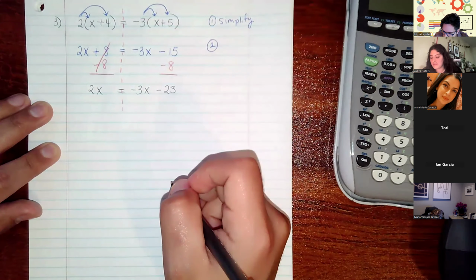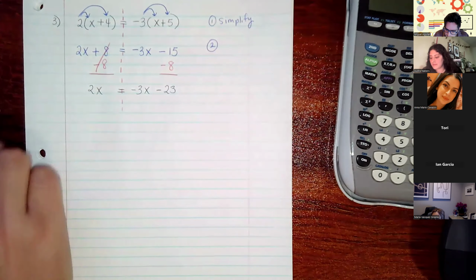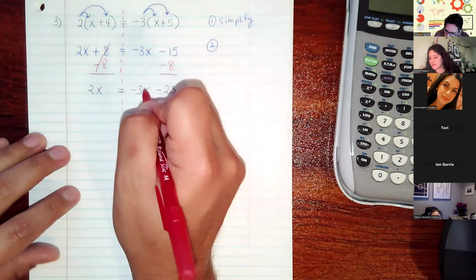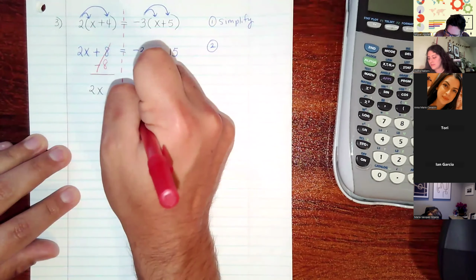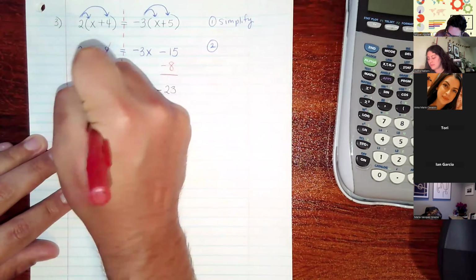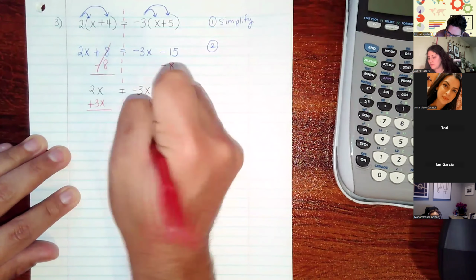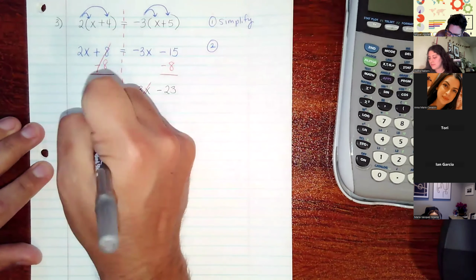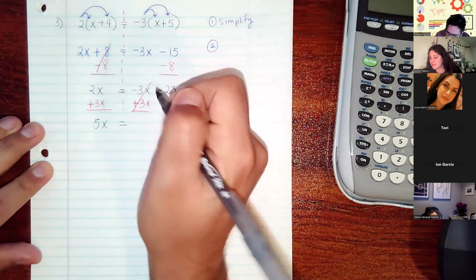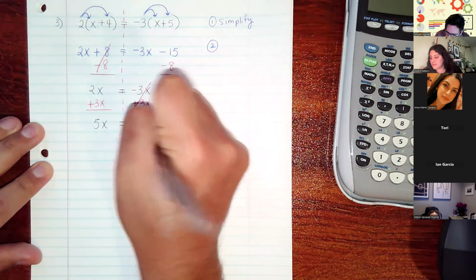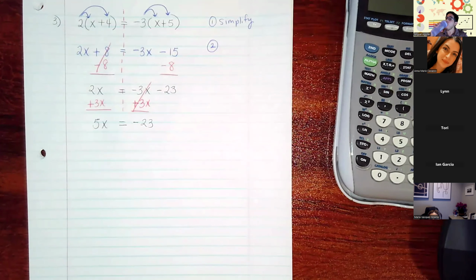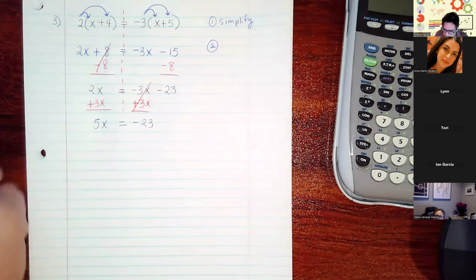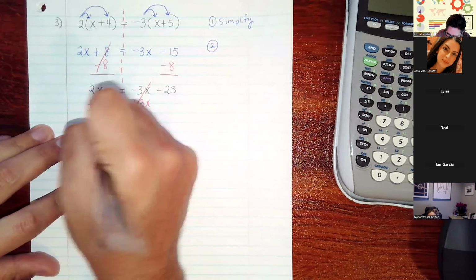Yes. Okay. So if we get that correct, then we should move this negative 3x over to the other side, which involves adding 3x over to this side so that these guys cancel out. 2 plus 3 is going to be a 5x, and now that's equal to negative 23. Okay. Is that okay with you guys? What's the final step here? Divide by 5 on both sides. Divide by 5 on both sides.